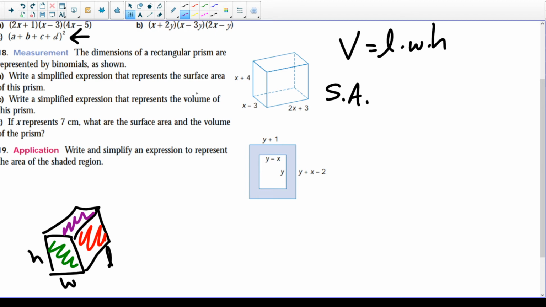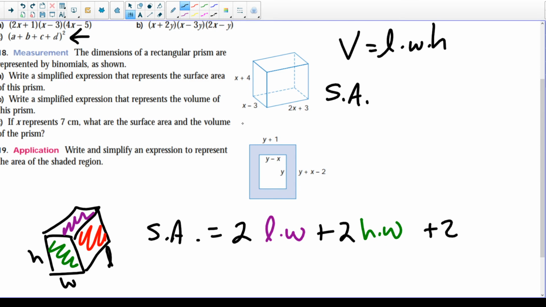Okay, so for the surface area of a rectangular based prism, it would be equal to 2 times top and bottom, which I wrote in purple, which would be length times width, plus 2 times front and back, which would be height times width. I forgot the 2. And then plus 2 times red, which is right and left, which would be length times height, which you might have seen with the 2 factored out, okay?